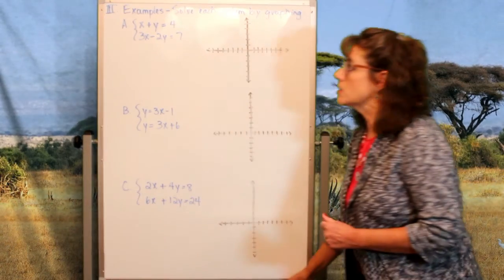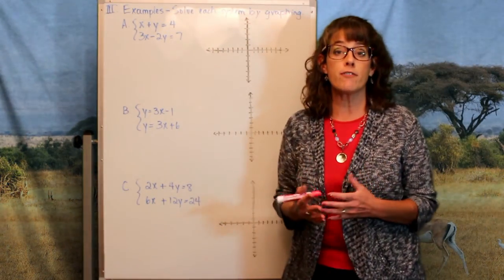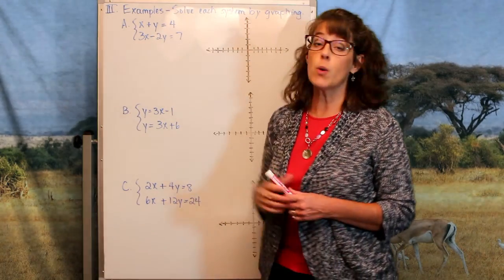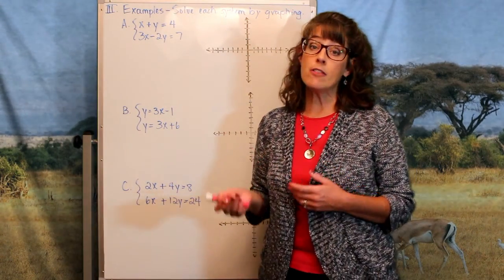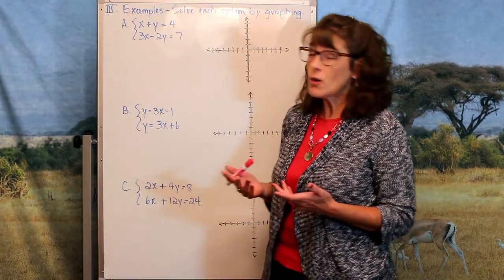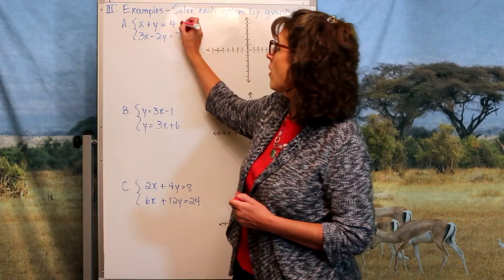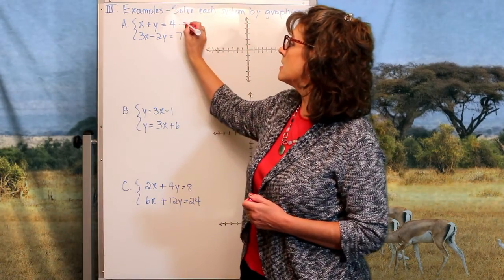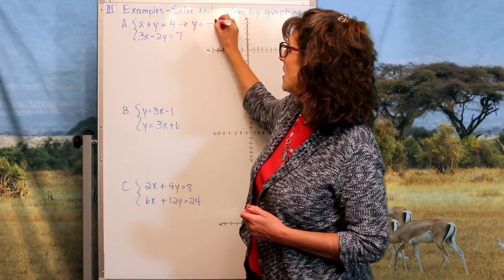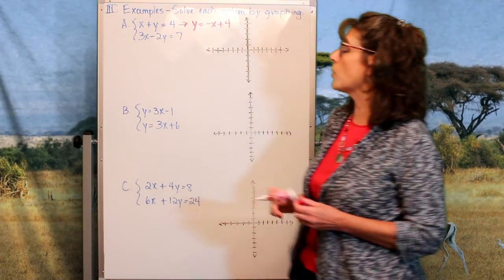What I'm going to do is solve each of these systems by graphing. Now you know how to graph lines. So I'm going to take this first equation and graph that line. I can either do my x and y-intercepts, or I can turn it into slope-intercept. I'm going to turn this one into slope-intercept because all I have to do is subtract that x, and that will get y by itself. Now when I subtract the x, I get negative x plus 4.